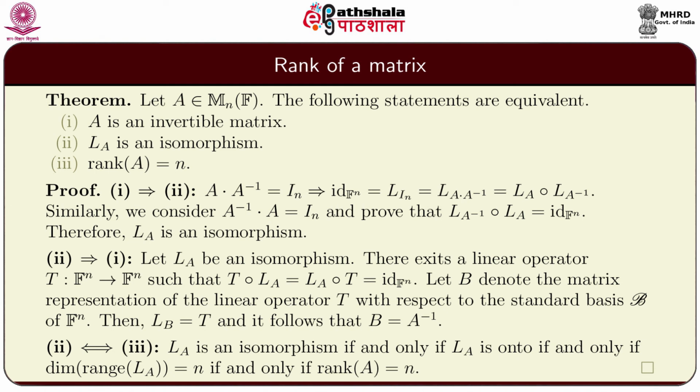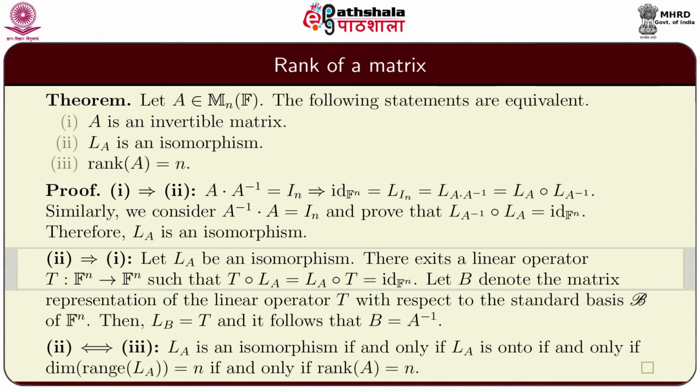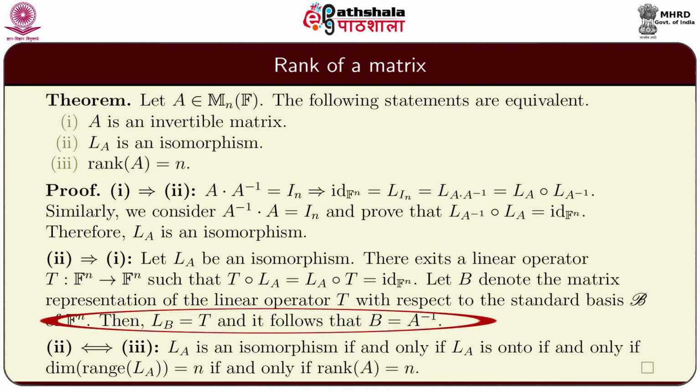Now, we prove 2 implies 1. So, suppose that LA is an isomorphism, then there exists a linear operator T from Fn to Fn such that T circle LA is LA circle T is identity operator on Fn. Let B denote the matrix representation of the linear operator T with respect to the standard basis of Fn. Then LB is T, and it follows that B is nothing but A inverse.